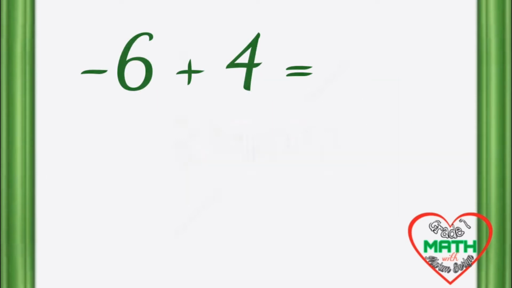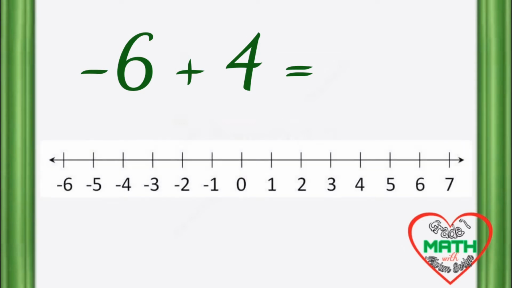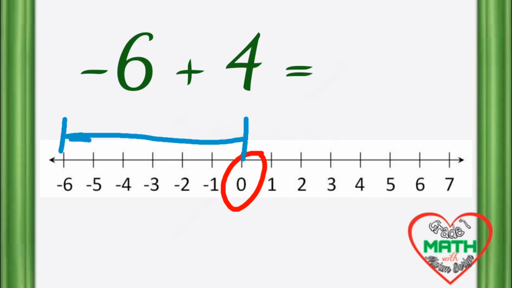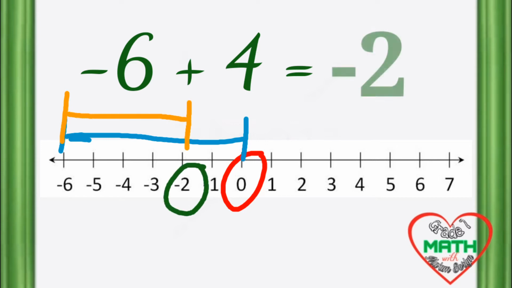Now let's have another example. Negative 6 plus 4. Again, we will start with 0. Since we have negative 6 added to positive 4, we will move first 6 units to the left from 0. Plus positive 4, so we will move 4 units to the right. Therefore, negative 6 plus 4 is equal to negative 2.